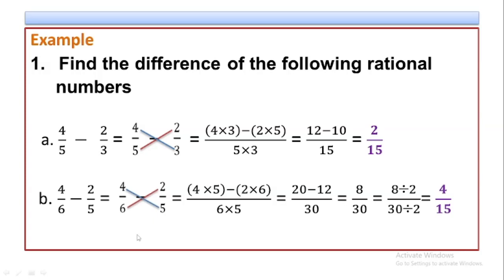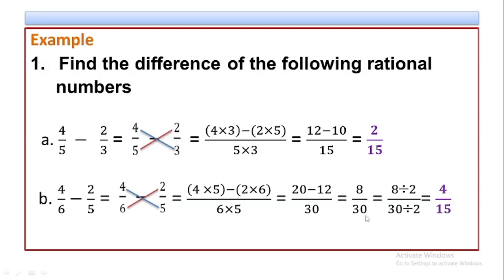Example 2: 4 over 6 minus 2 over 5, which is equivalent to 4 times 5, 2 times 6 by using this line. So 4 times 5 minus 2 times 6 over 6 times 5. So 4 times 5 is 20, 2 times 6 is 12, and 6 times 5 is 30. So the difference of 20 and 12 is 8.